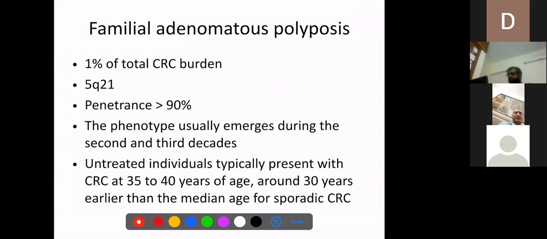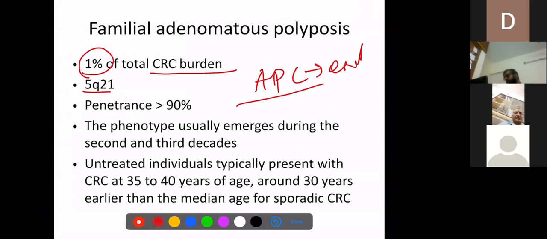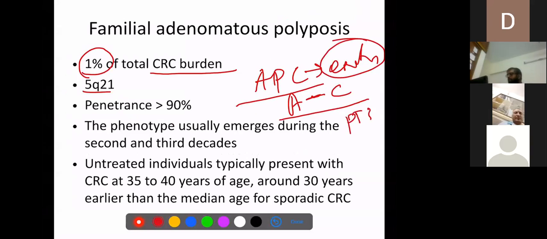Next is FAP. FAP contributes only 1% of colorectal tumor burden. So 5q21 is affected. I told you APC mutations occur early in the adenoma carcinoma sequence. Okay, that is called the adenoma carcinoma sequence. APC is an early change that occurs in early adenoma. Later part P53. Okay, just remember that.